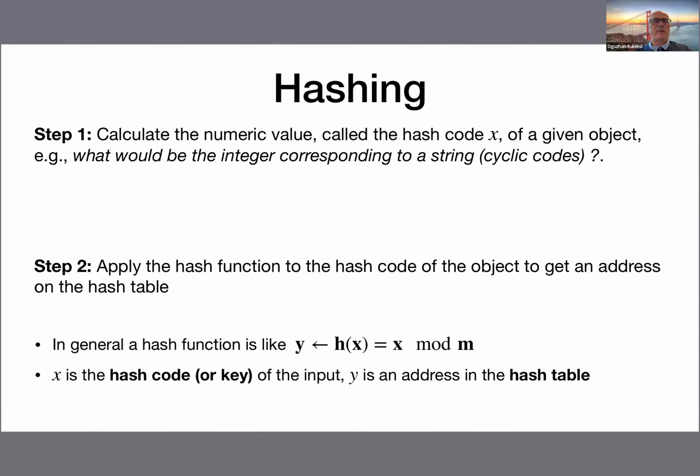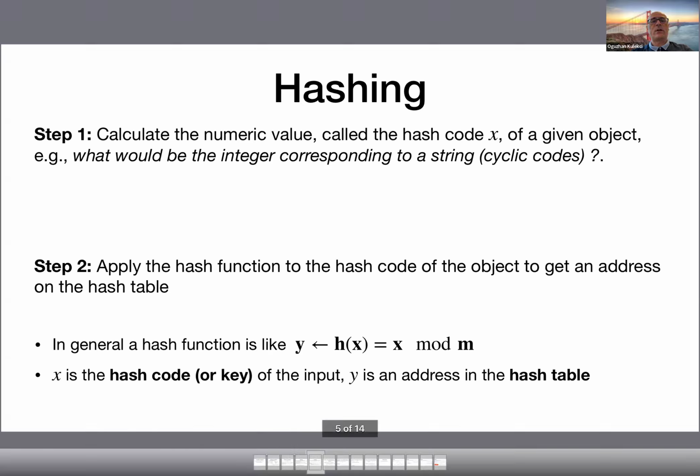And in the second step, you apply the hash function to the hash code of the object and get an address. And what is this hash function? The hash function is usually something like this: X input mod M. What is this M? M defines the size of my hash table.